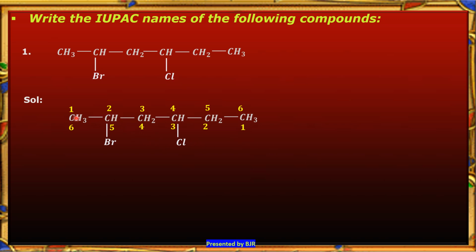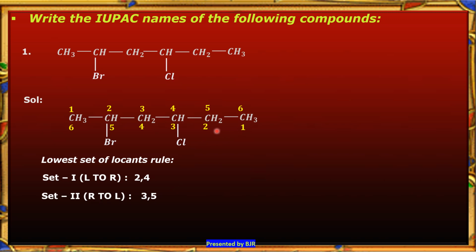So here, which way of numbering is correct? In order to know that, I am going to use the rule called the lowest set of locants rule. See here, from left to right, set 1 locants are: the second and fourth carbon atoms are bearing substituents. Set 2, from right to left: the third and fifth carbon atoms are bearing substituents. So we have to compare these two sets term by term. At the first point of difference, you see here 2 is less than 3.